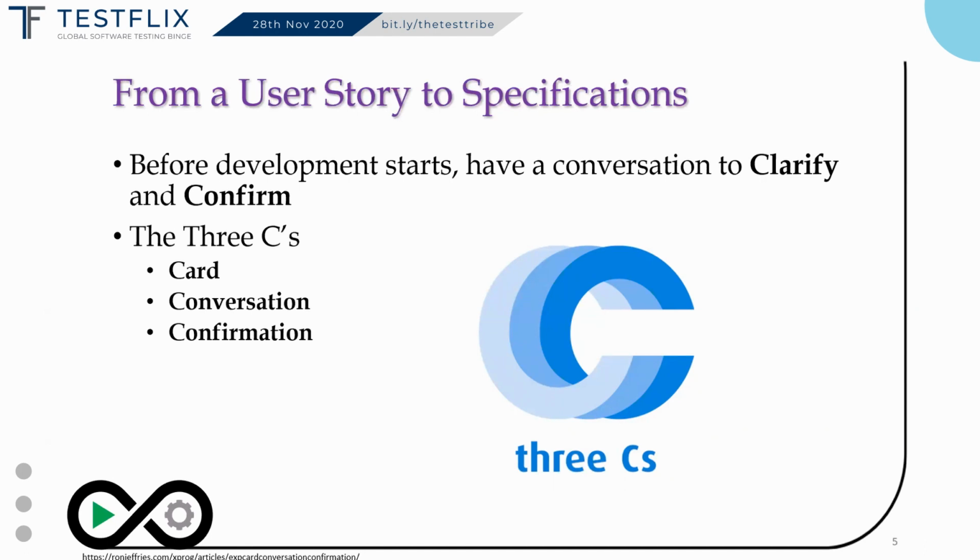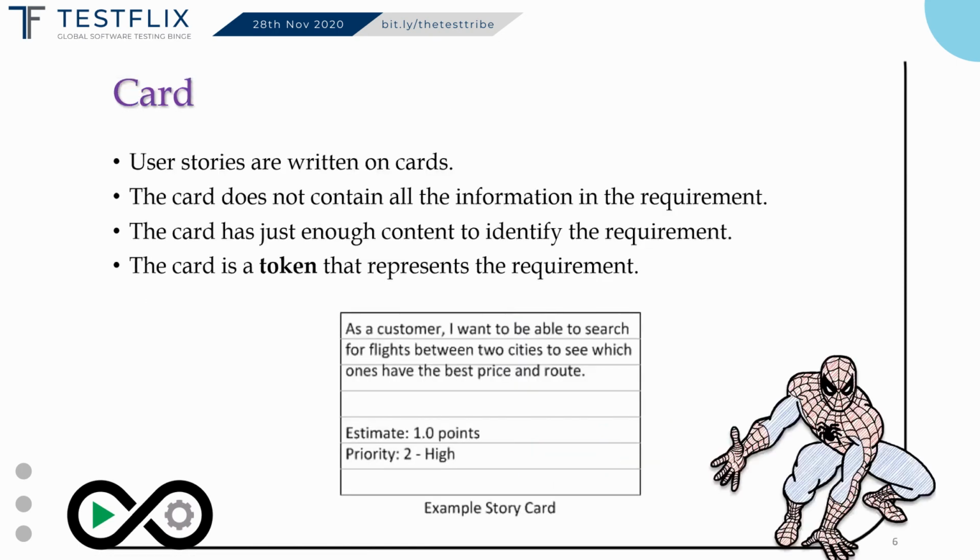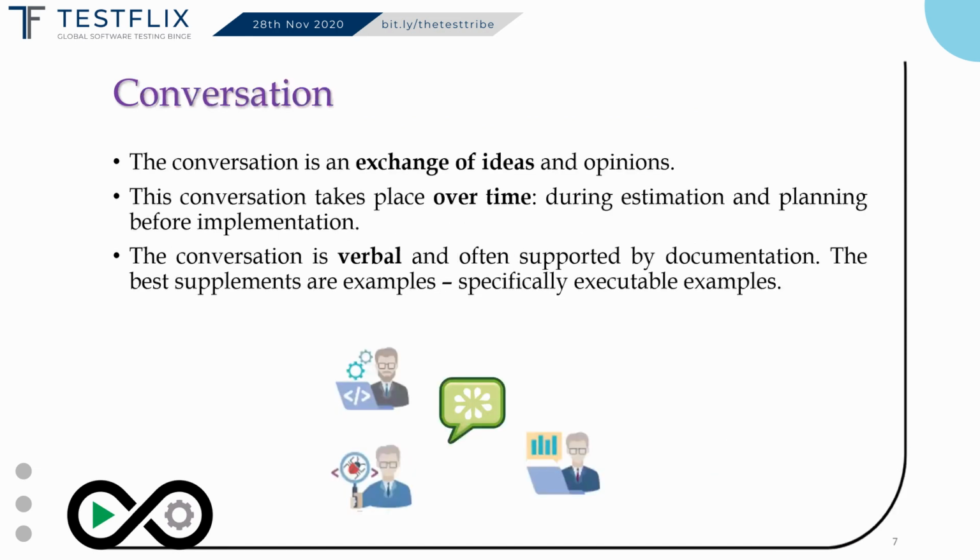Before any sort of development starts, we want to have a conversation to clarify and confirm. The C stands for card, as in user stories are written on cards. They don't have to contain all the information. They just have to have enough to identify the requirement. It represents the requirement. It doesn't include everything that's needed. It is a promise to have a conversation.